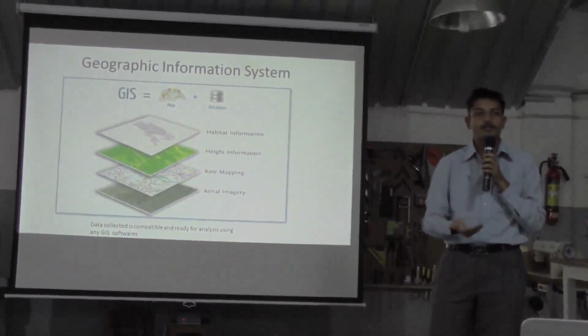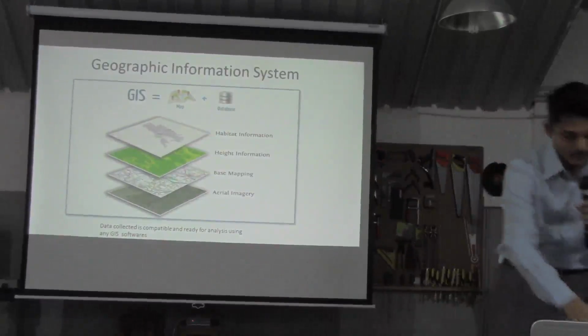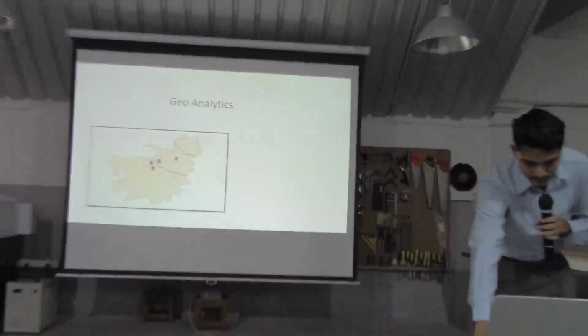It is as simple as getting some information to a location, but GIS is much more. Can you add other layers of data on top of that to help you analyze your data in a much better manner? So I'll just show you one example of how this is being done.